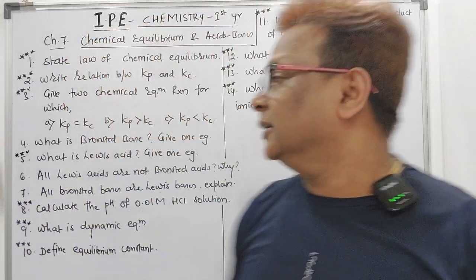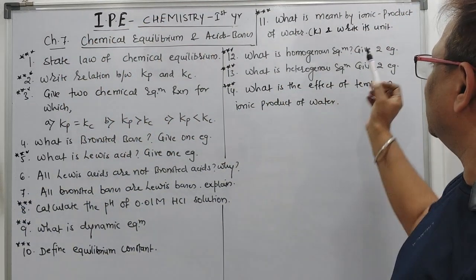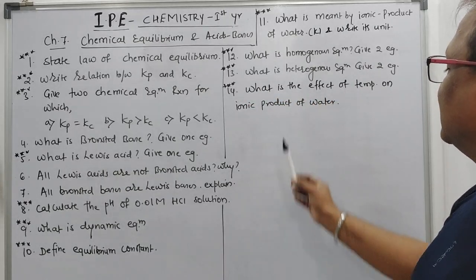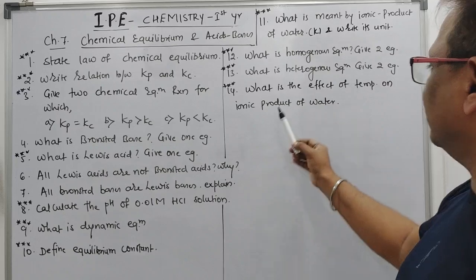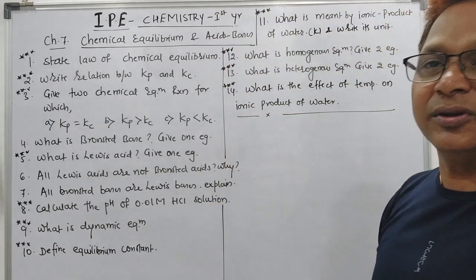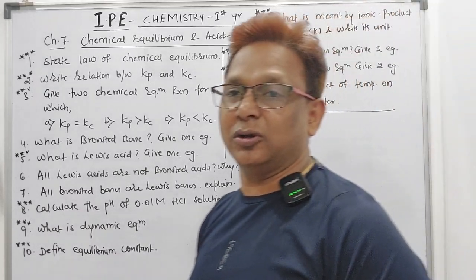Next one. What is homogeneous equilibrium? Give 2 examples. What is heterogeneous equilibrium? Give 2 examples. What is the effect of temperature on the ionic product of water? These are the questions from chapter 7. Please take a screenshot of this one.